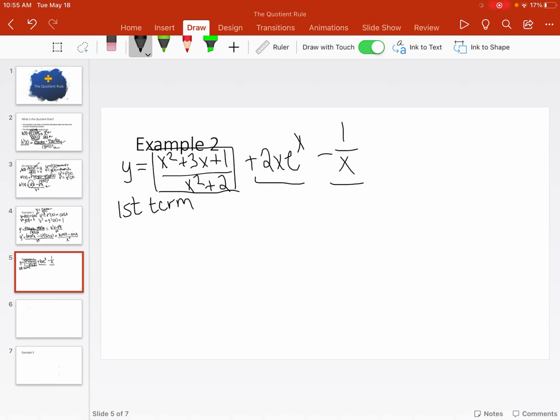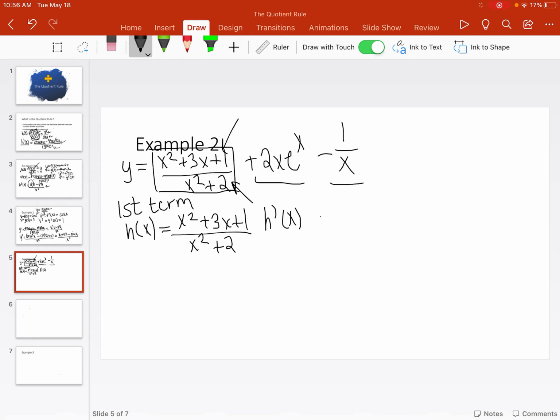So starting with this first term, what do we notice? Which rule do we use just looking at it? Well, we have a function divided by another function, so we're going to use the quotient rule. You identify the rule you want to use and then go from there. We're going to say this whole term is h of x. I could have called it t of x or whatever I wanted, it's arbitrary. So we have h of x and we want to find h prime of x.